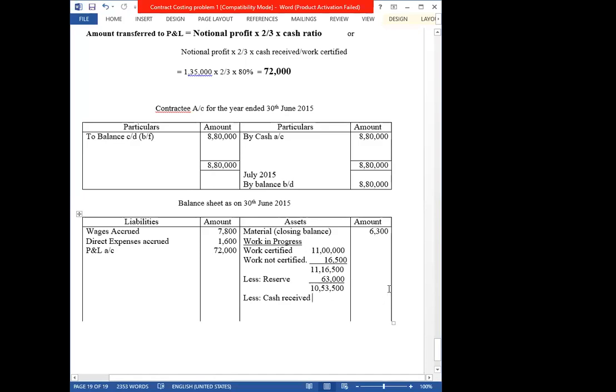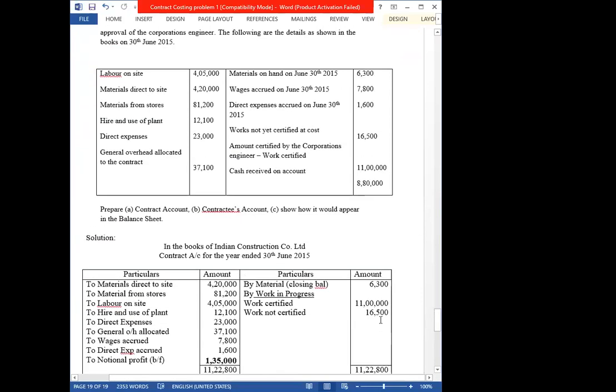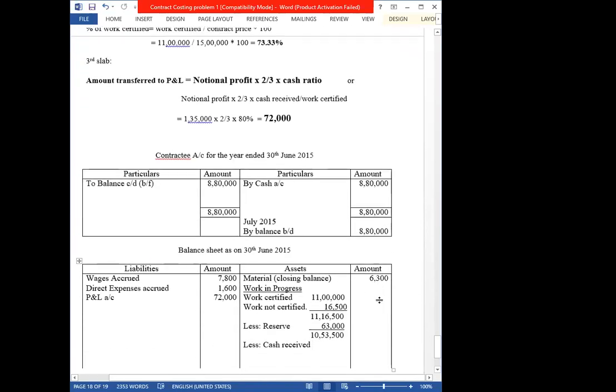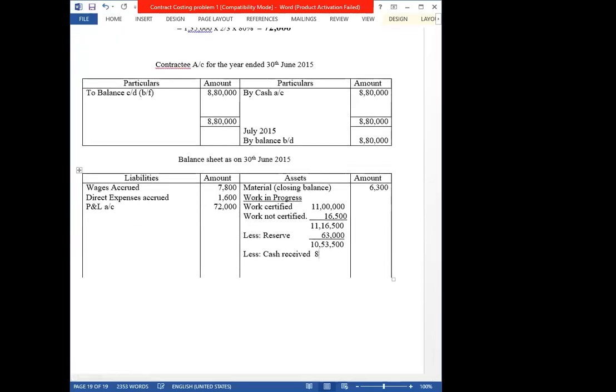So cash received. How much is the cash received? The cash received is 8,80,000. So 8,80,000 minus it. Now what is the remaining balance? Underline that and write the remaining balance in the outer column. That is 1,73,000, the actual worth of this work in progress, which you can show as the closing balance.